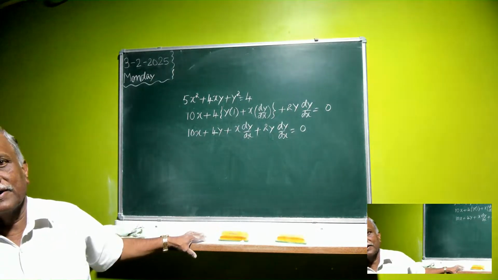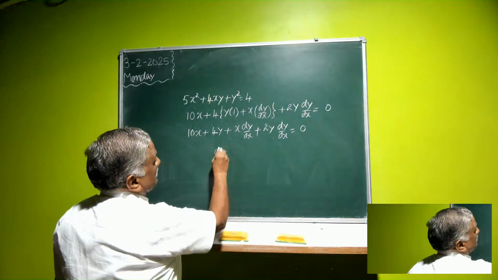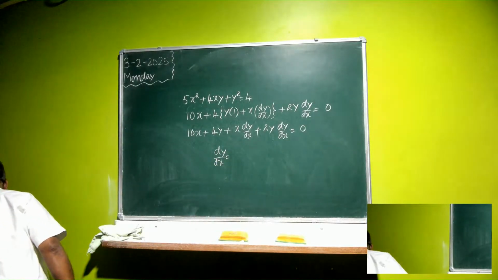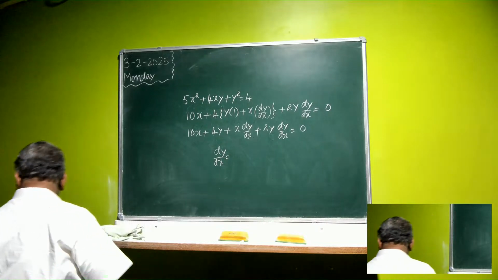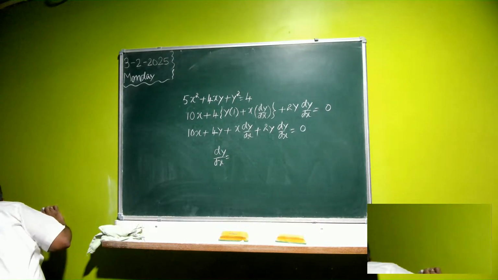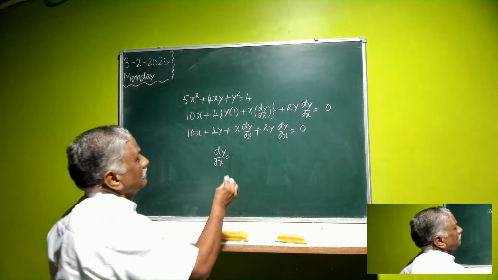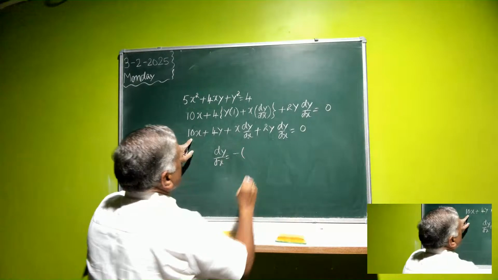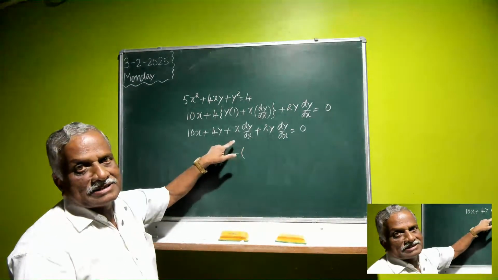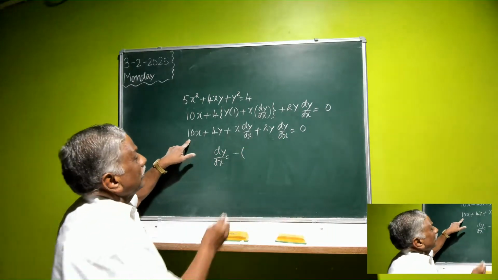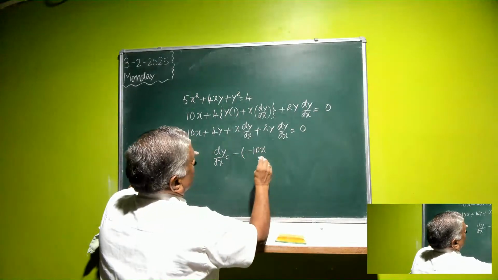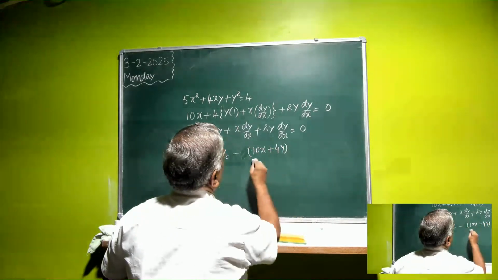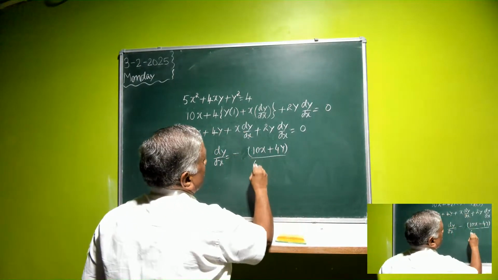Yesterday at the end of the class, I taught a direct method of writing dy by dx. What is that method? Repeat this. Now, whenever a term is multiplied by dy by dx, it should go to the denominator, not the numerator. Minus 10x, so keep the minus sign outside, plus 4y over, this is multiplying, x plus 2.